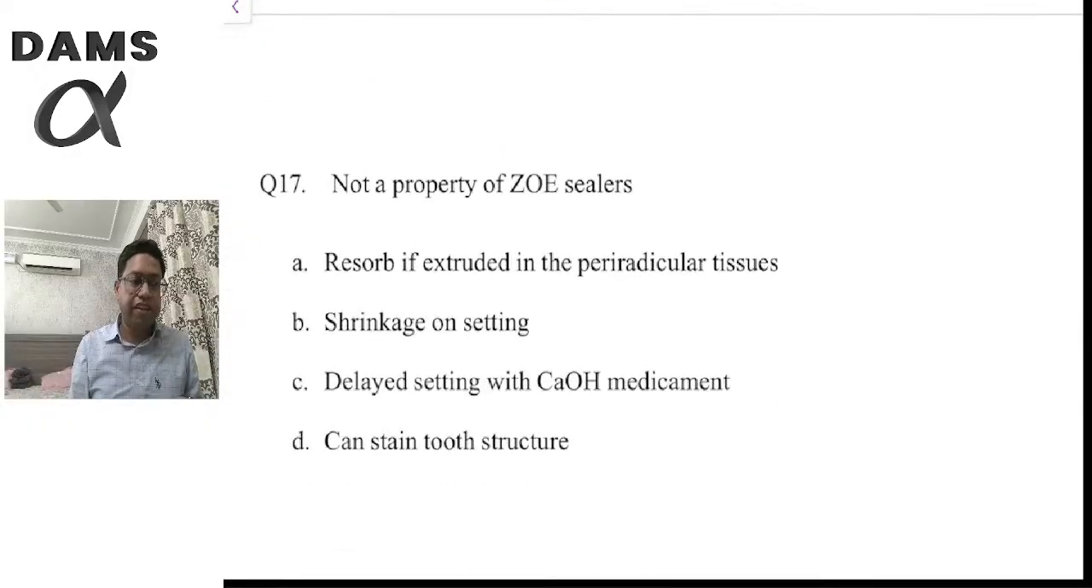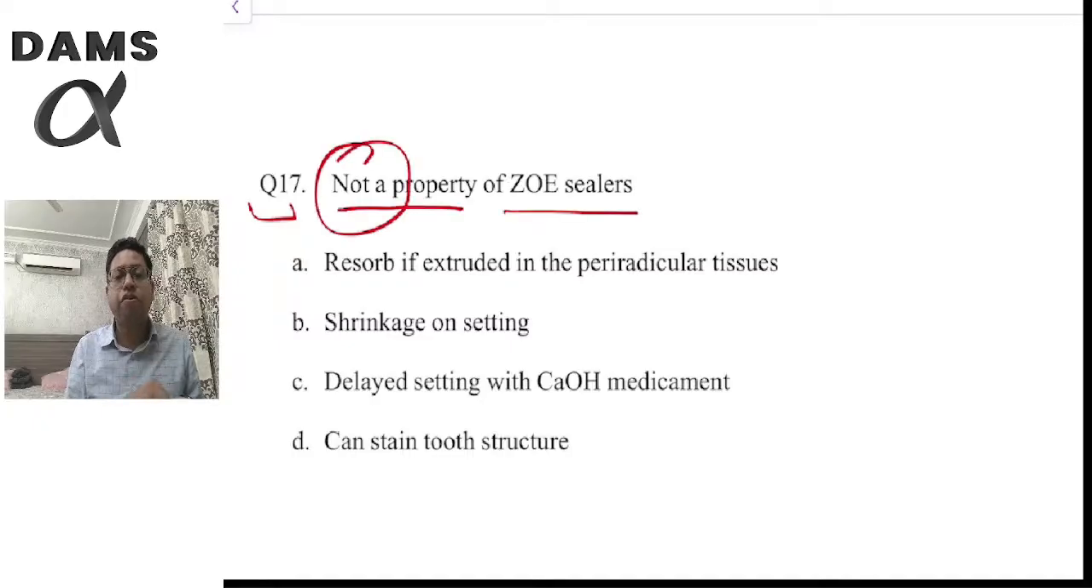Question number 17. Not a property of ZOE sealers. Which is not a property? Always look for these small marker words that make you directly asking a property, not a property, all except. So these marker words should be carefully read in the question.